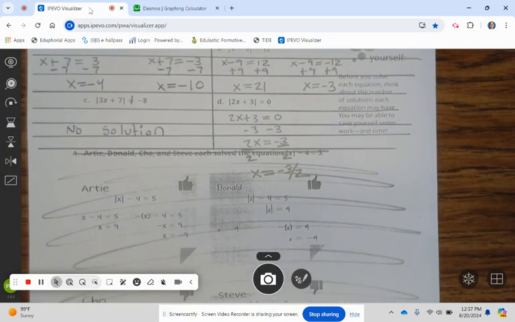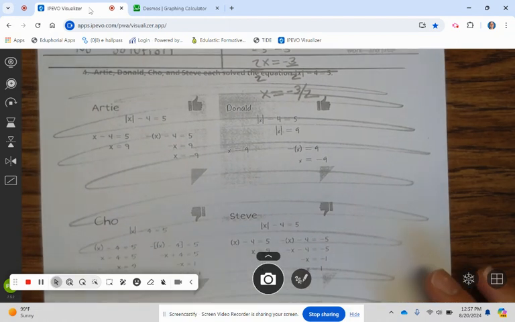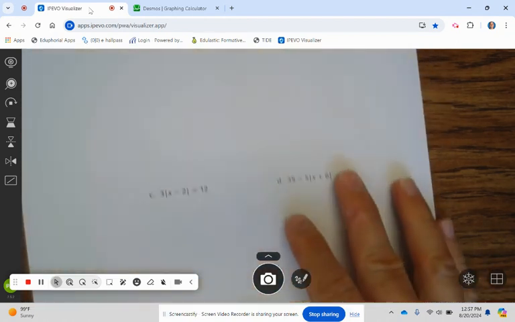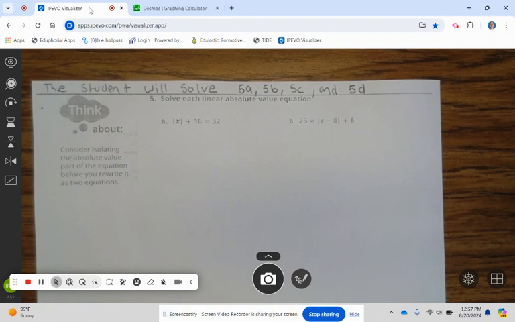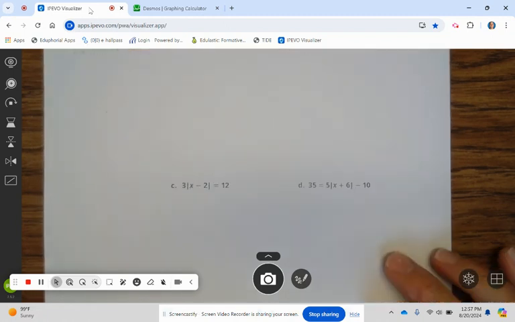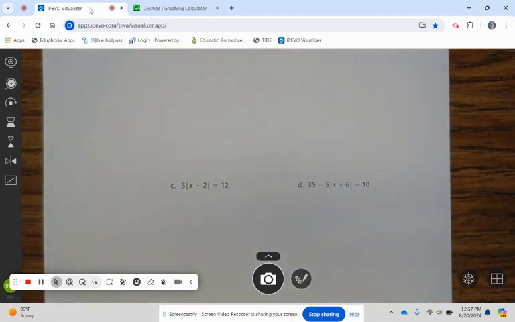All right, go and mark off the remainder of the page. The student will solve 5A, 5B, 5C, and 5D. All right, go ahead and finish up your notes and problems and have a wonderful Wildcat day.